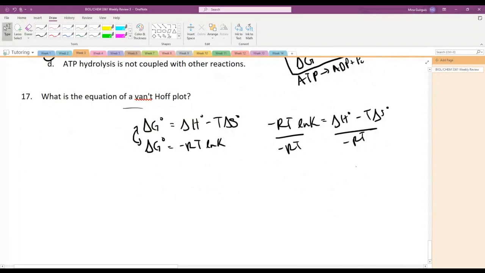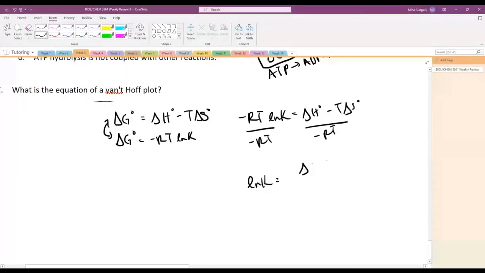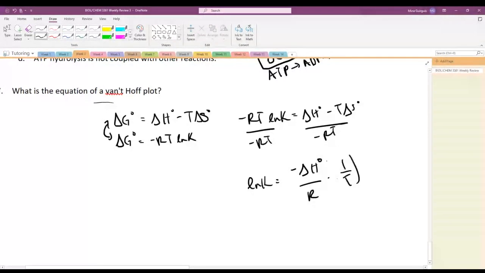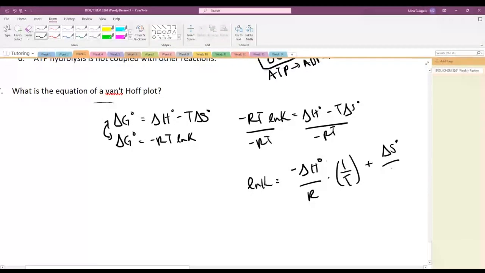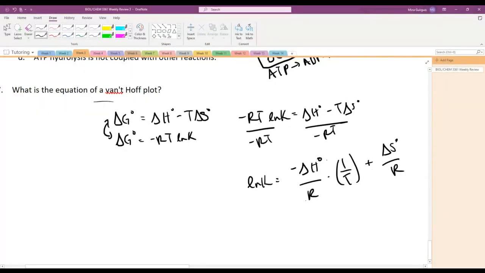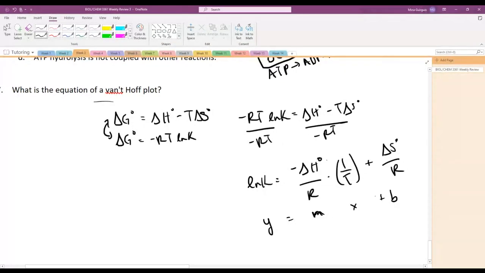So this gives us that the natural log of K is equal to negative delta H over R times 1 over T plus delta S over R. Okay? So the reason that we write it in this form is because this resembles a y equals mx plus b plot. Okay? So you've most likely seen this on your problem set, or I've seen a few exam questions here and there about it.